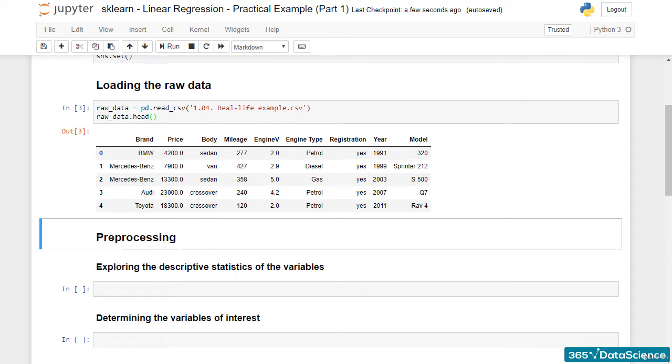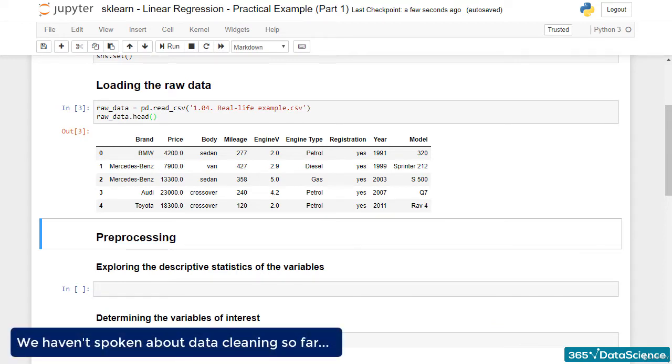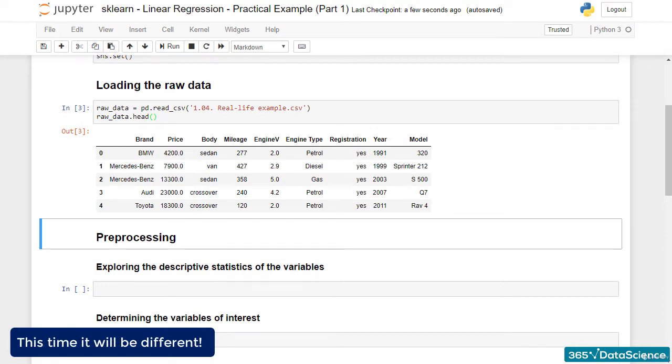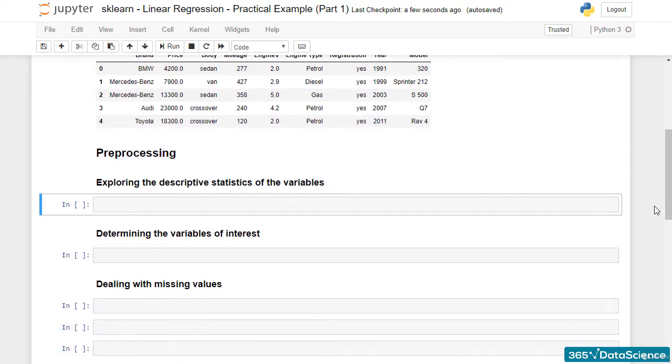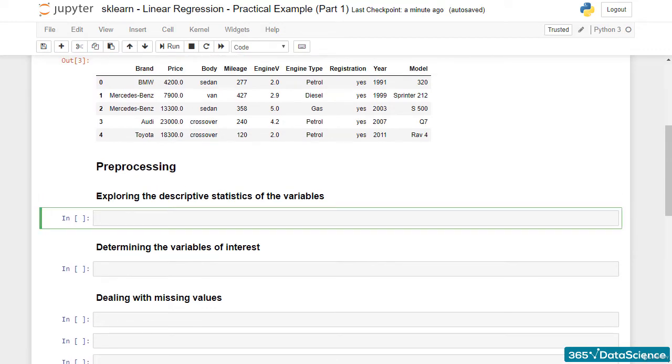All right, we haven't spoken about data cleaning so far in this course. So far, all datasets were cleaned before being presented. This time it will be different, and you will get a feeling of how raw data looks like. An easy way to check your data and spot problems is to use the descriptive statistics as we did earlier. So, that's what I'll do. The relevant method was the data frame dot describe.